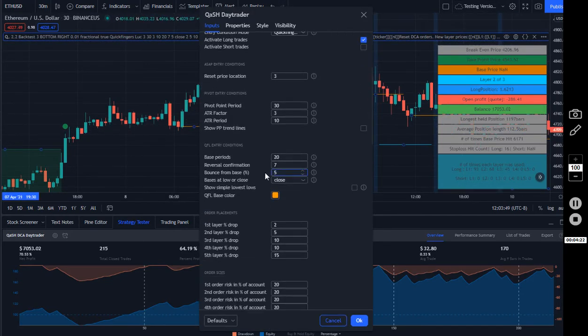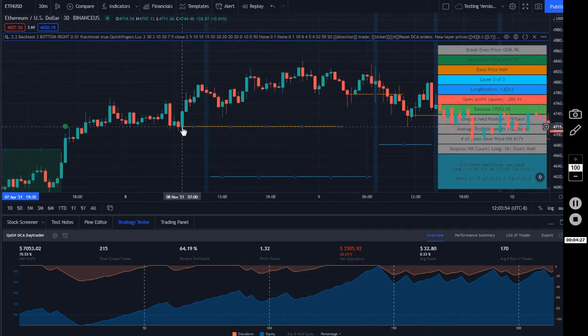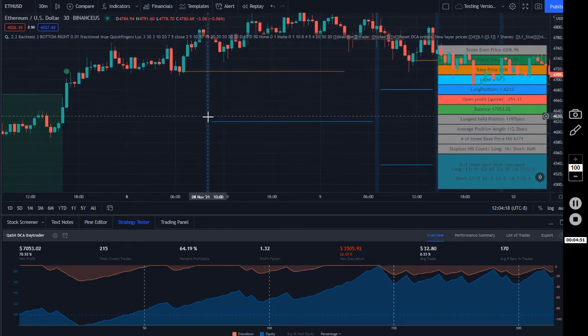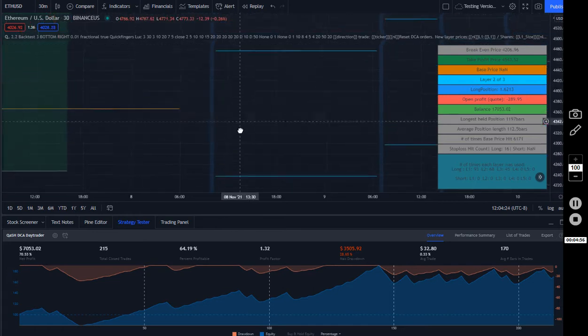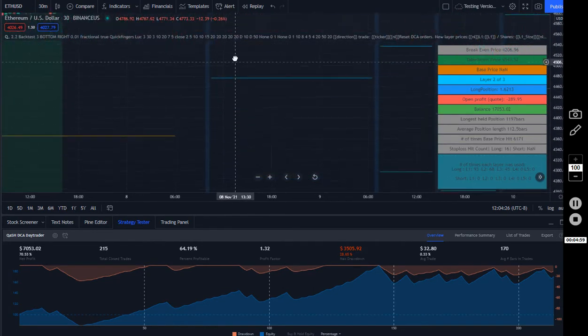Then you have this setting, which is bounce from base %. That's set to 5. So that means if the price goes up at least 5% from the previous bottom, then it is a valid entry condition. And I don't know if you can see the faint blue line here, but that tells you that it recognized that we're in a new entry condition and we're going to submit our long orders. These blue lines are the long orders. There's 1, 2, 3.